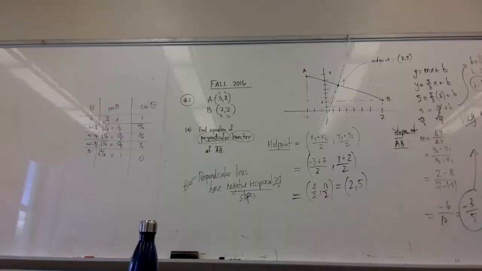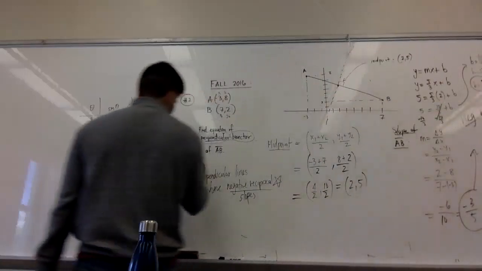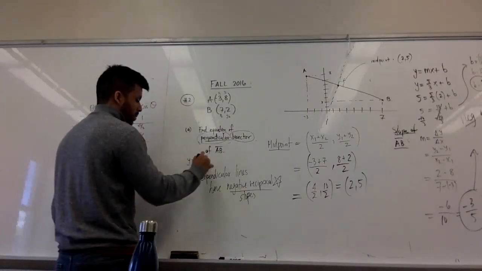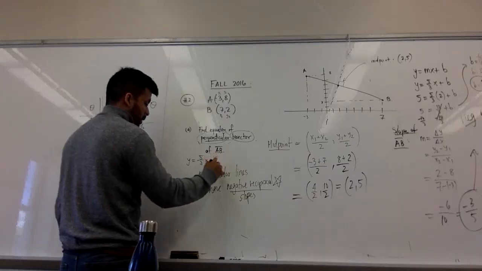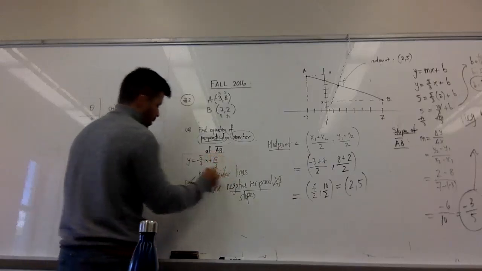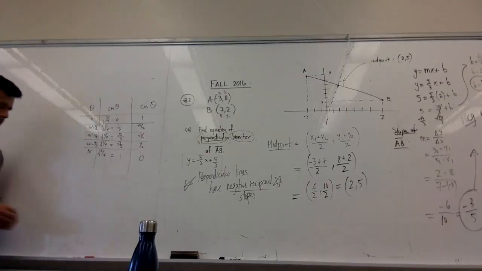So what's the final answer? What's the equation of a perpendicular bisector? It's going to be y equals 5/3 x plus 5/3. Done. This is my answer.